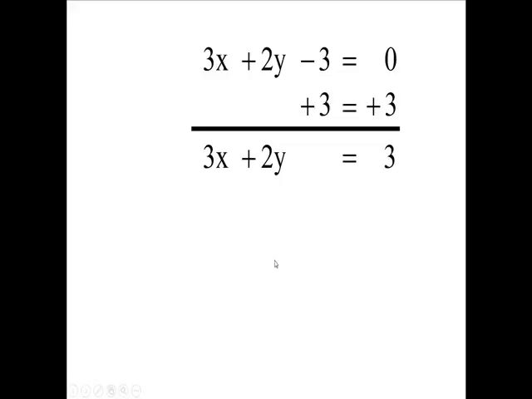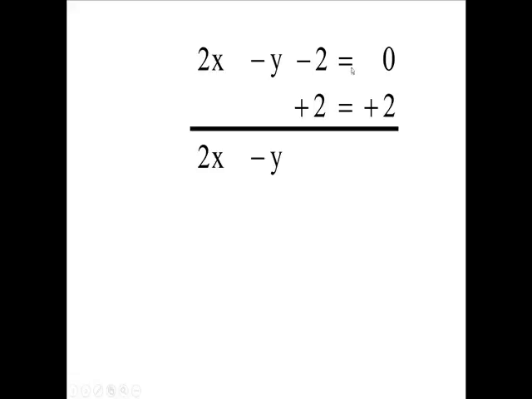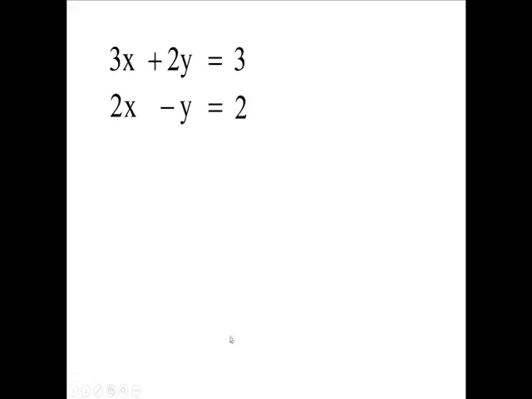Okay? Do the same thing with the second equation. Move this negative 2 over here and make it a plus 2. In other words, we're going to add 2 to both sides. So I have 2x minus y, these cancel, equals 2. So there are my two equations in standard form.